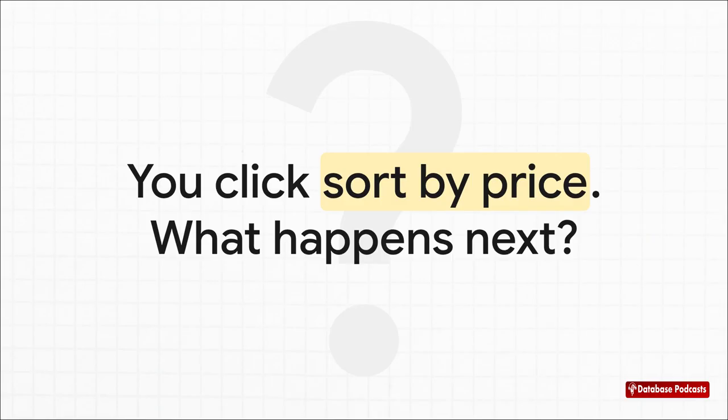Okay, picture this. You're shopping online and you click sort by price, low to high. In that tiny fraction of a second, your computer solves this classic puzzle: how to get a whole mess of items into the right order. But how does it decide the best way to do it? That's what we're going to unpack.